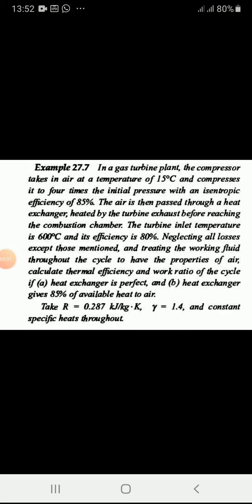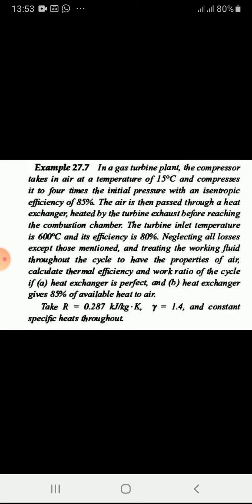Good morning to everyone. Today we are going to see a problem on gas turbine cycle with regeneration. Right. So here is a problem. We are having a gas turbine plant with inlet temperature of 15 degrees Celsius and compressing with 4 times that of initial pressure, and compressor's efficiency is 85%.